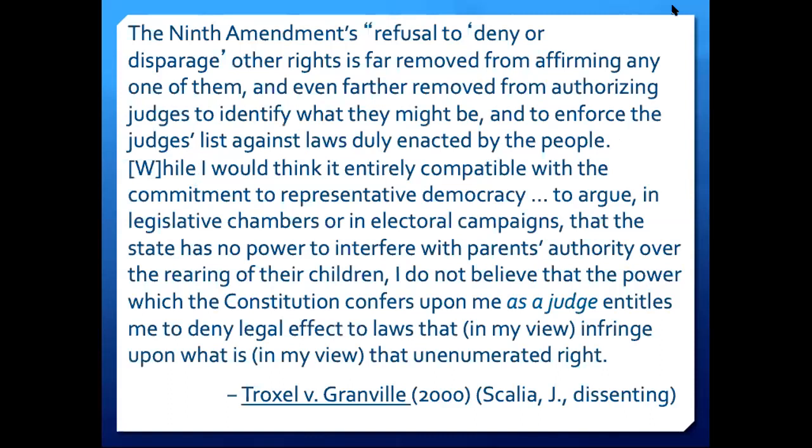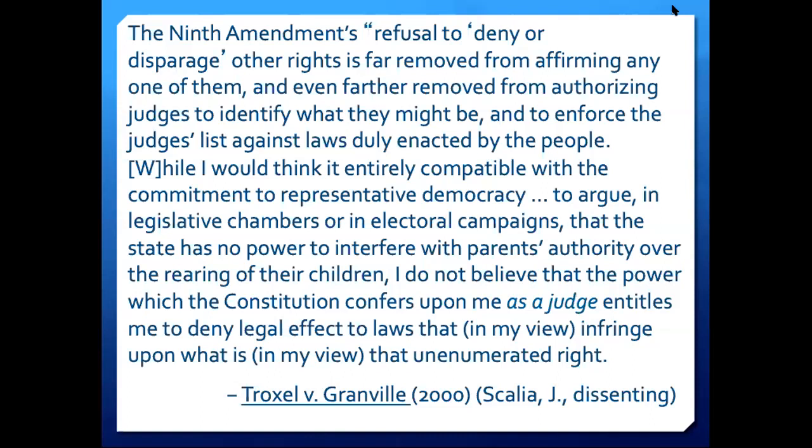While I would think it entirely compatible with the commitment to representative democracy to argue in legislative chambers or in electoral campaigns that the state has no power to interfere with parents' authority over the rearing of their children, I do not believe that the power which the Constitution confers upon me as a judge entitles me to deny legal effect to laws that, in my view, infringe upon what is, in my view, that unenumerated right.